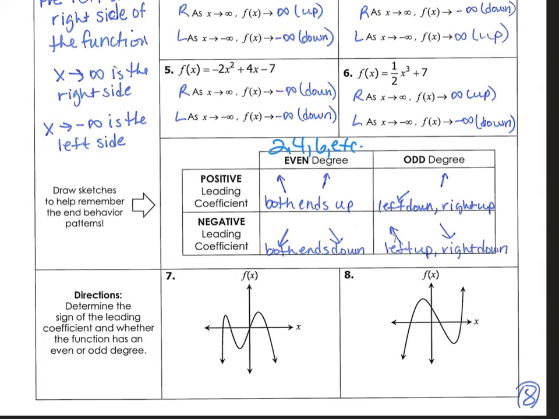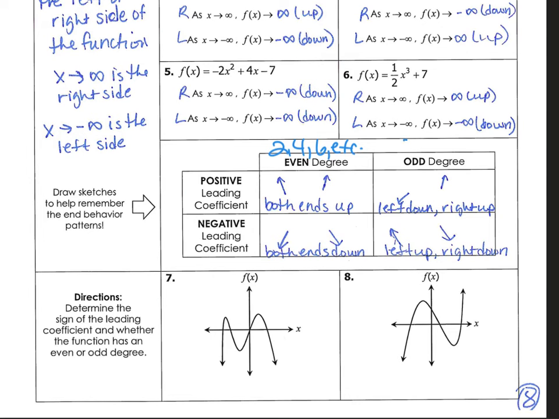Odd degree would be degrees of 1, 3, 5, or 7, etc. If it's odd and a positive coefficient, then, I didn't do the best job of drawing here, your left end will be pointing down and your right end will be pointing up. If it's odd degree with a negative leading coefficient, the left end points up and the right end points down.